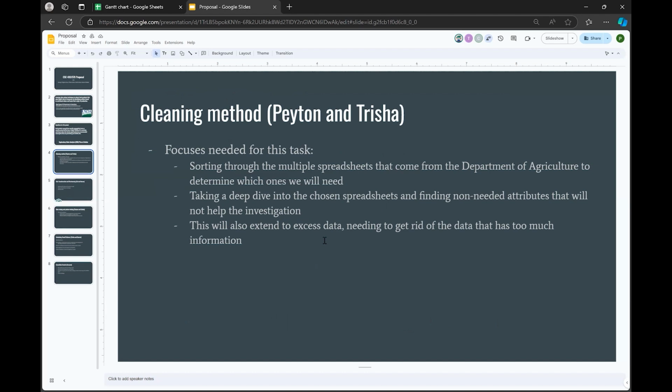Yeah, so we're going to follow the KDD process, and the first thing we have to do is pre-process our data or clean our data. And all that's going to entail is selecting our attributes that are going to help display our hypothesis. We'll have to select the needed files and kind of just filter through what we'll need and what we won't need. So that'll be the first step of that.